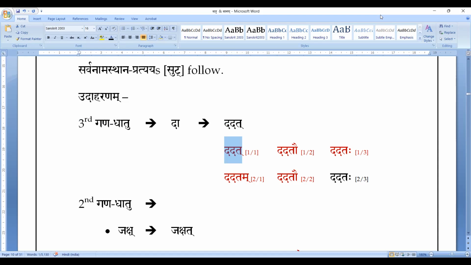Same thing. Shrinvan, similarly that also. Shrinoti, shrinutaha, shrinvanti. Ti part, you remove it. Shrinvanti, takar also remove. Shrinvan, that is prathama vibhakti ekavachanam. Understand?